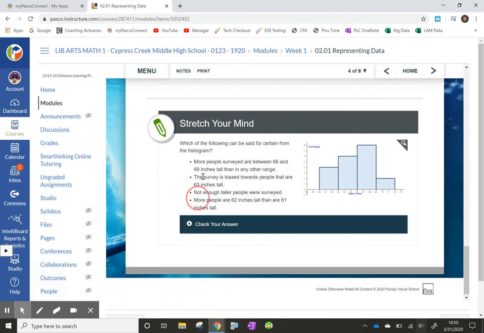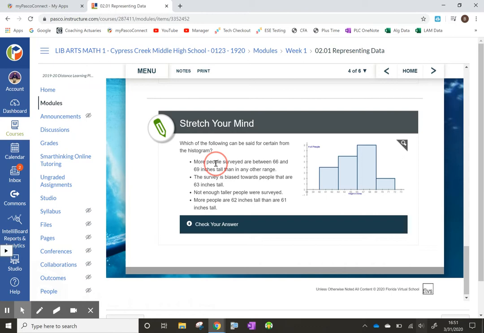Okay. So which of the following can be said for certain from the histogram? So I guess they have this picture here. More people surveyed are between 66 and 69 inches tall than in any other range. That's a true statement, right? There are more people between the range of 66 and 69 than any other part of the histogram. That's the tallest bar in the histogram.